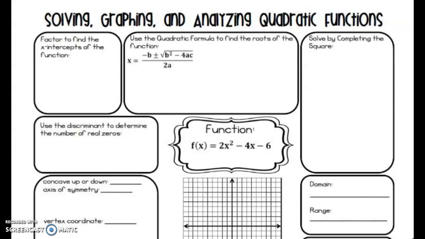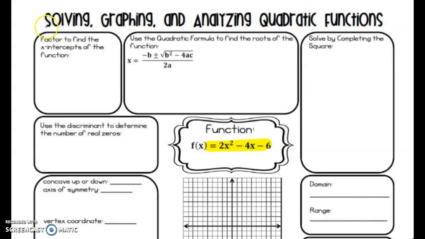Solving, graphing, and analyzing quadratic functions. So we're going to look at this function, f of x equals 2x squared minus 4x minus 6, and solve it in the variety of methods we've learned this chapter. The first one we learned was graphing, but let's go ahead and start with the first way that we learned to solve it.